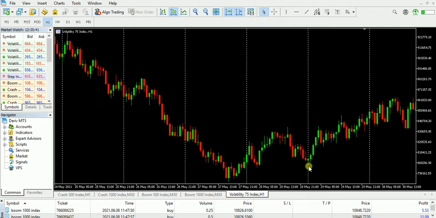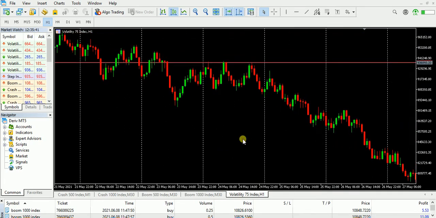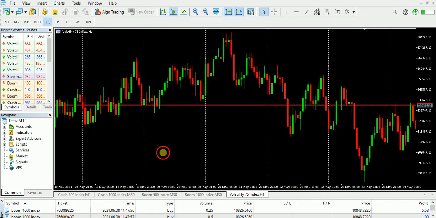So once price gets to this point on H1, that is the 1 hour time frame, it was able to make a bullish pin bar over here, and price reversed back to this point as an uptrend. Okay, so we are looking for a reversal pin bar.